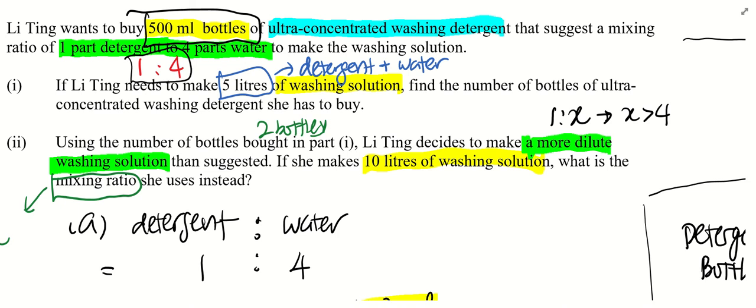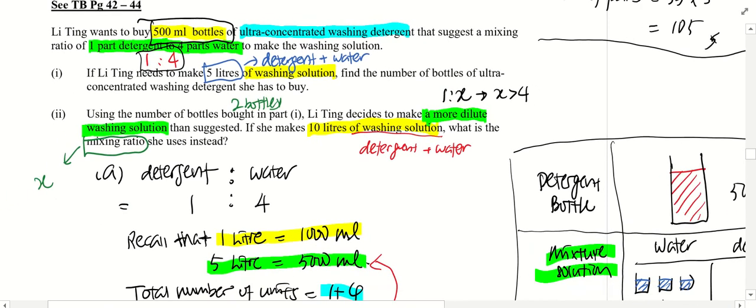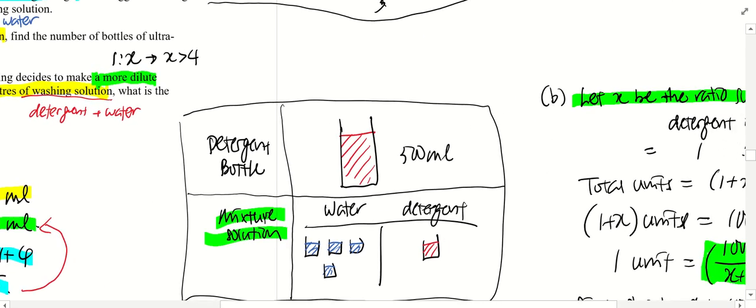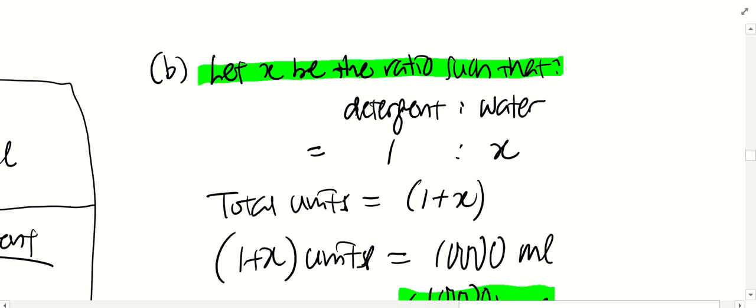All right, so again, this washing solution is detergent plus water. So let's see, how do we approach this? We don't know how many parts of water she wants to mix with 1 part of detergent, so let's call it X. This statement here is very important. Let x be the ratio such that it is 1 is to x.